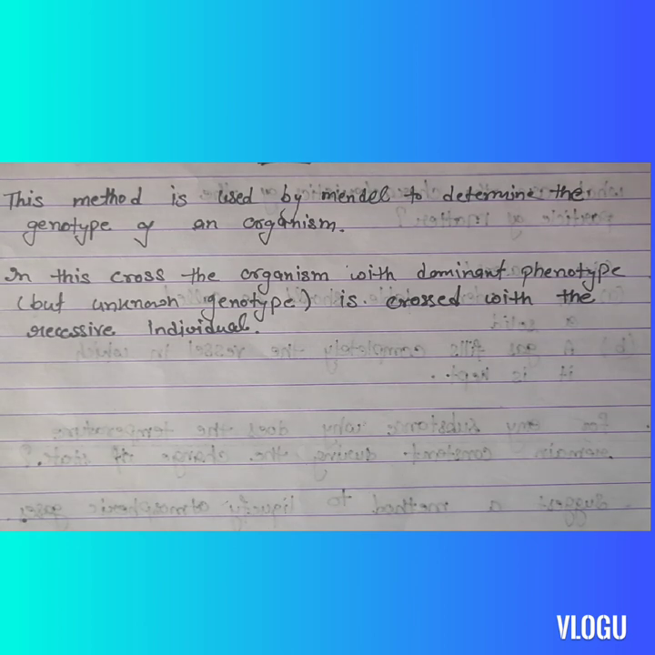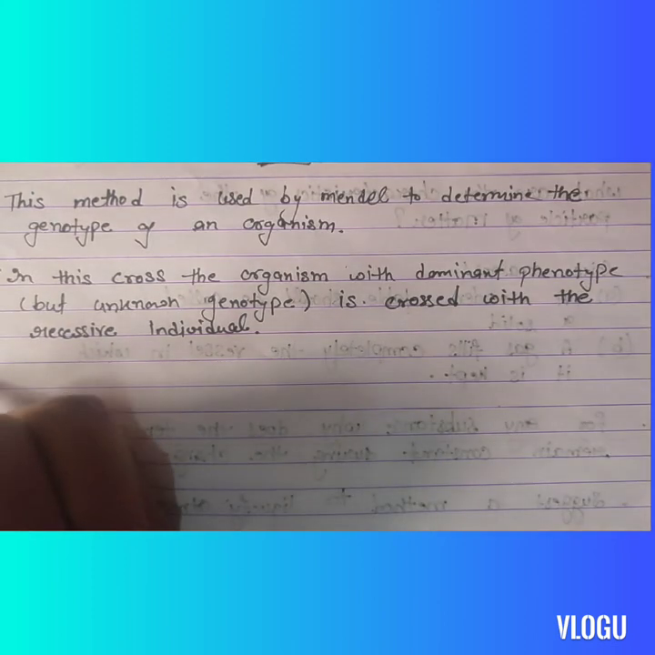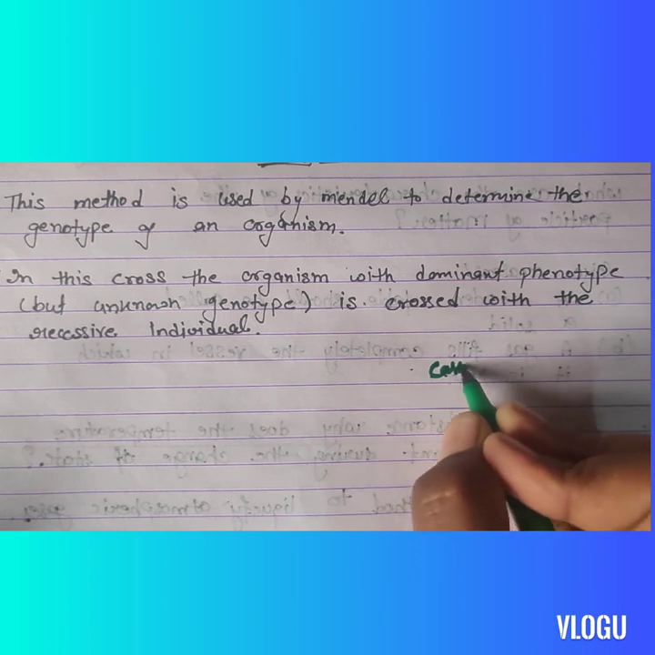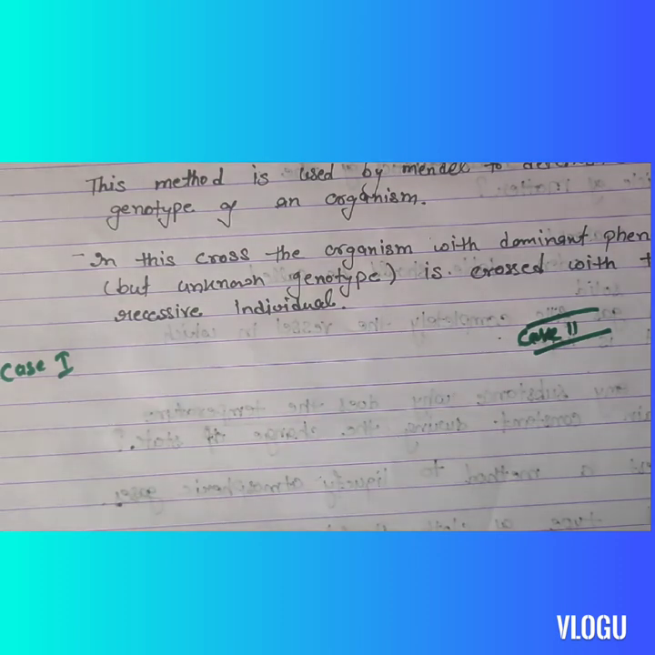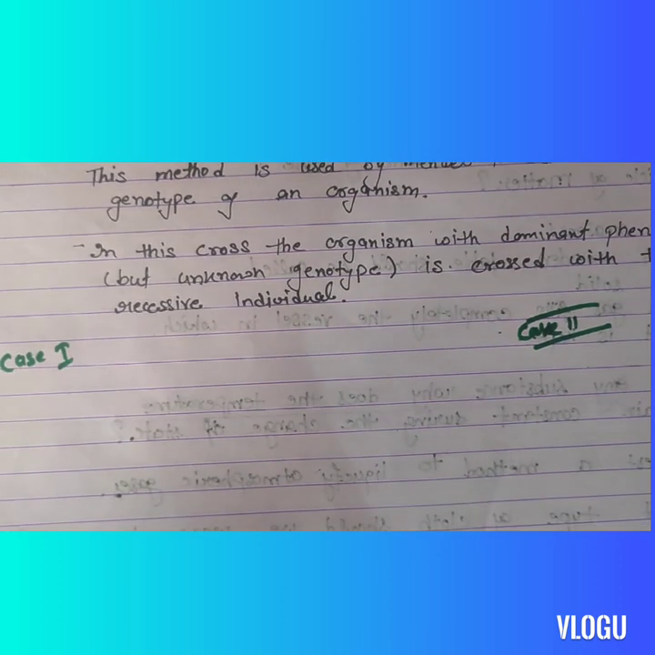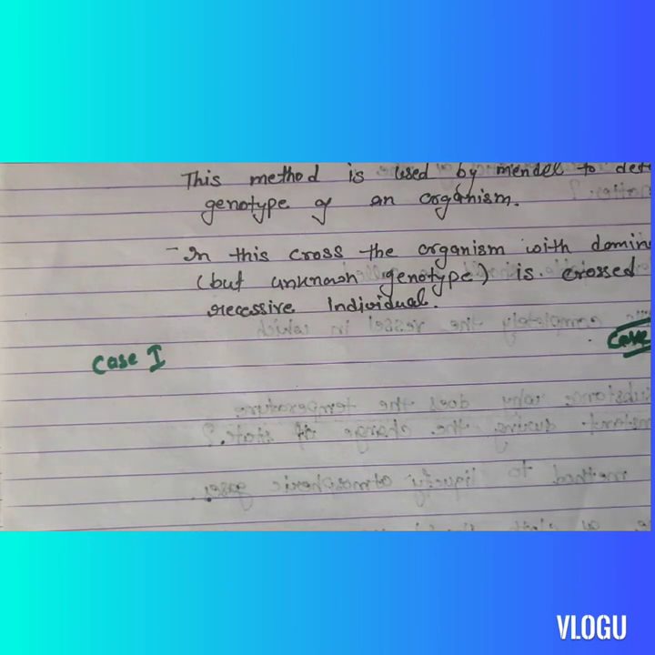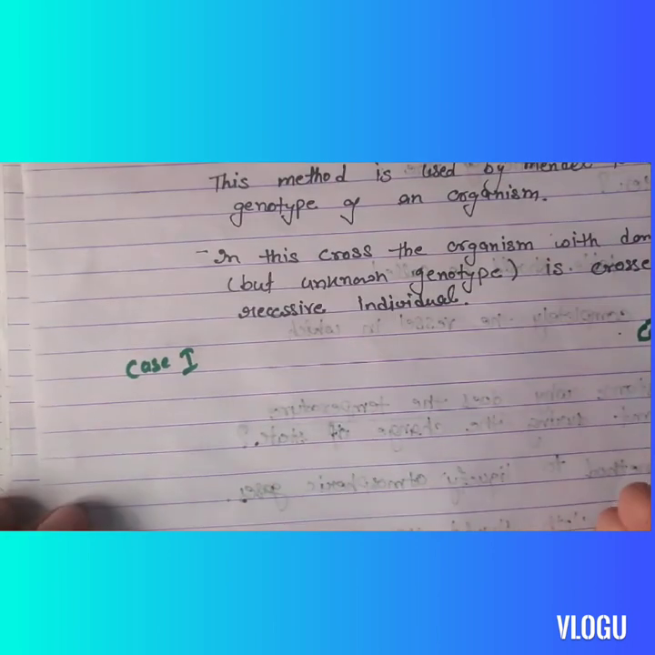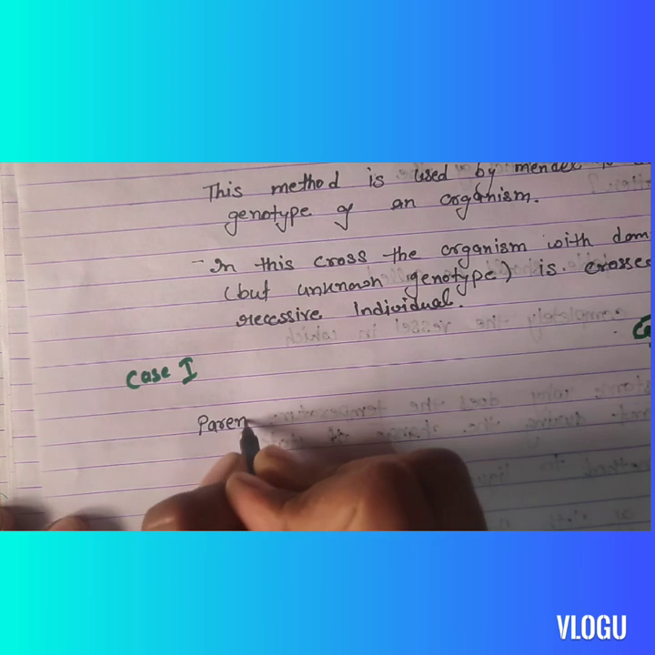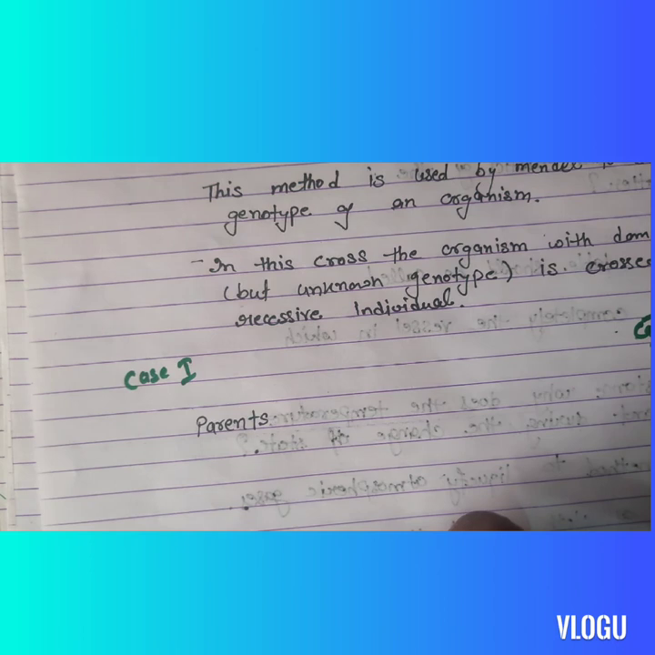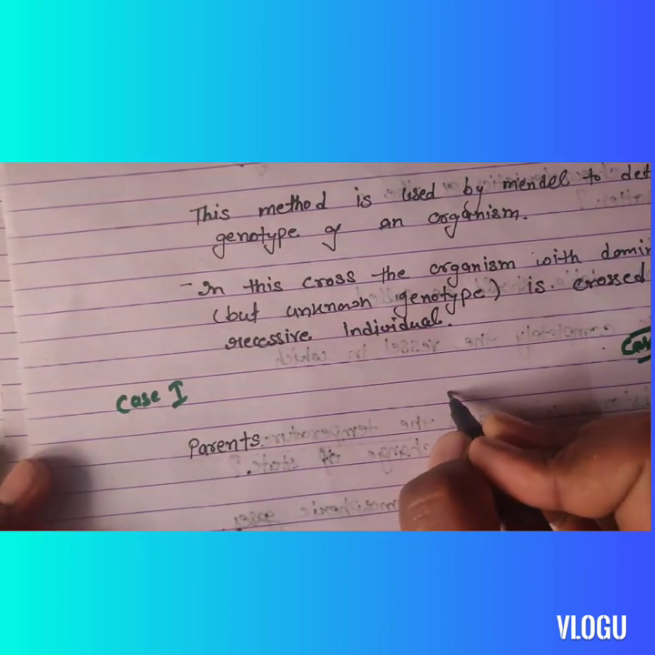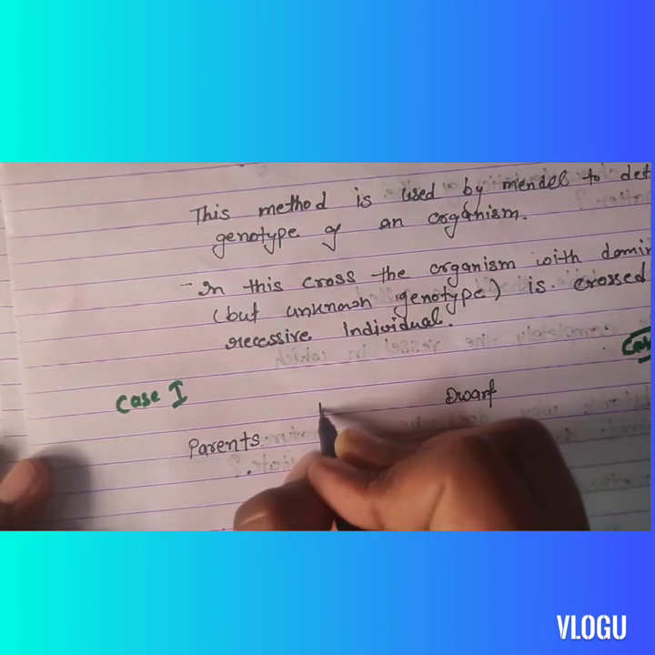Let's understand this by using a monohybrid cross. There are two cases, case 1 and case 2. Let's study case 1 first. In both cases, the genotype is unknown to us. We don't know the genotype, but the phenotype is known. Here we will take the parents. In this test cross, one dominant phenotype is crossed with the recessive individual. Let me take the trait for plant height. Here we take the dwarf, and here we take the tall.